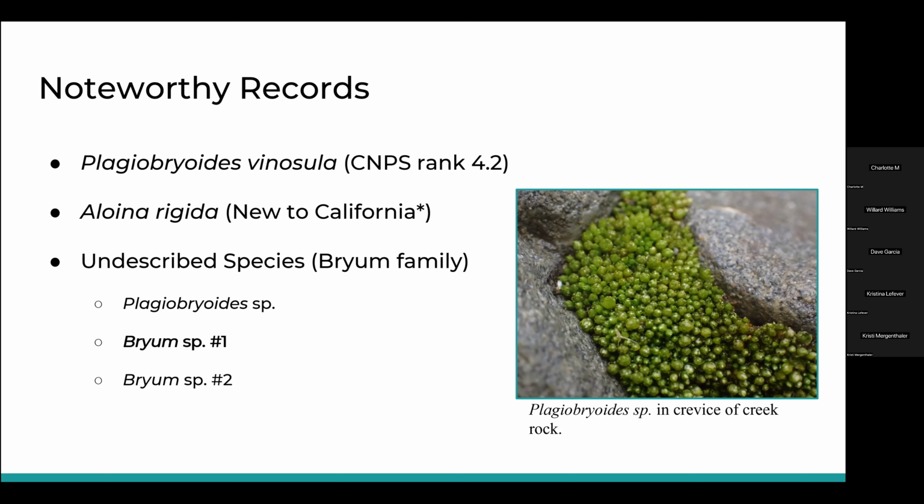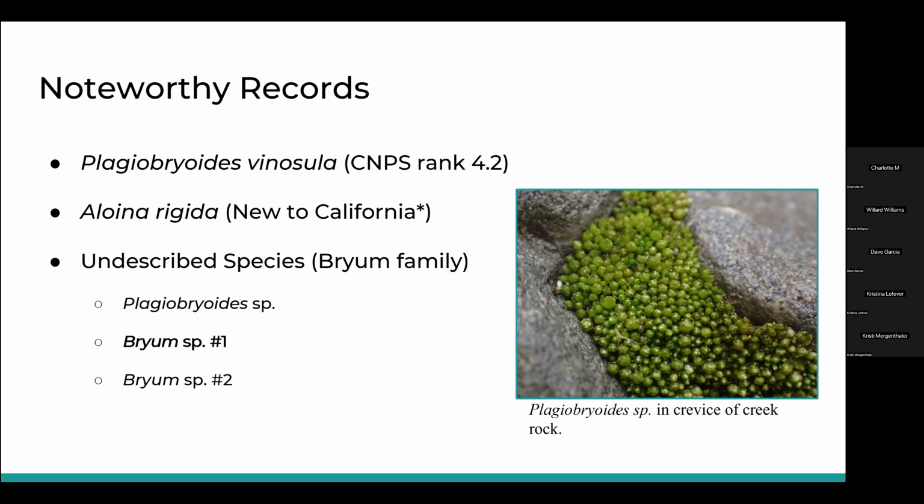And then, of course, the undescribed species in the Bryum family. We have the Plagiobryoides species, which can be seen here. This species is super common within the state park. I won't be talking about it in detail as someone else is already doing research on this, and it's a bit of a tricky situation. It's a species that's been known for a long time amongst bryologists within the West, but remains undescribed due to some taxonomic difficulties. But if you ever want to see it, it's easy to find if you ever visit the state park. It's found in the crevices of rocks within the creek systems there.